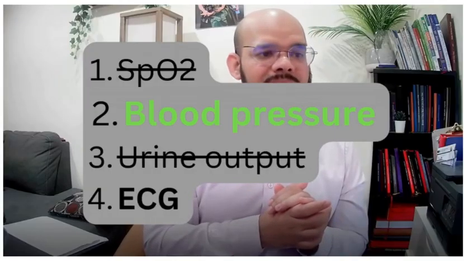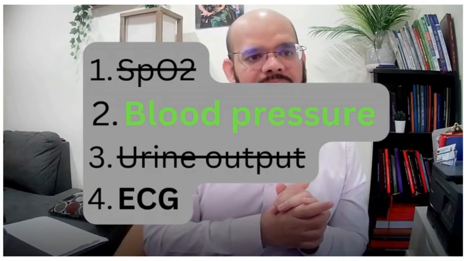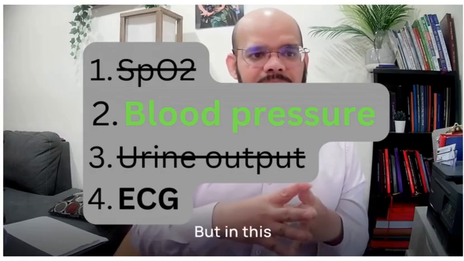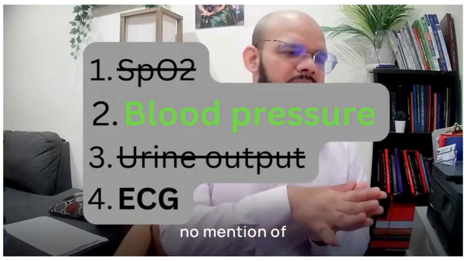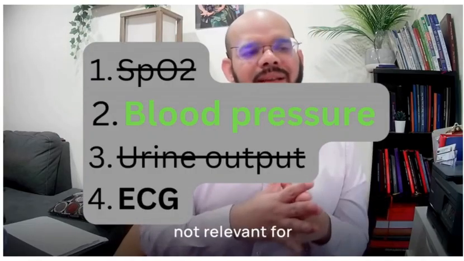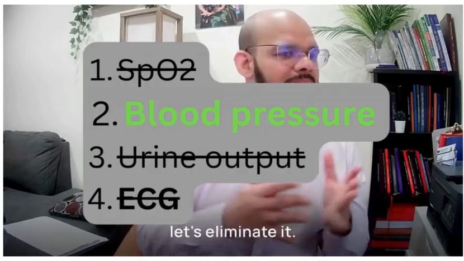And option 4 is ECG. We use an ECG to check for rhythm abnormalities or chest pain, but in this case there is no mention of chest pain or arrhythmias, so this is not relevant for this situation, so let's eliminate it.